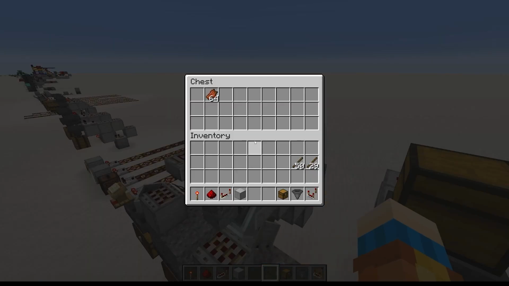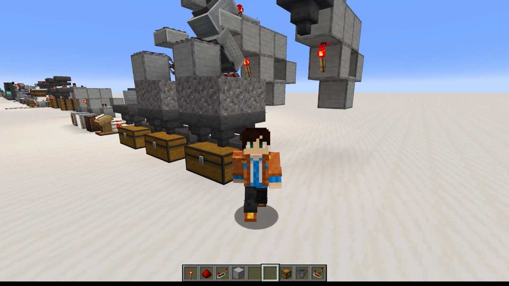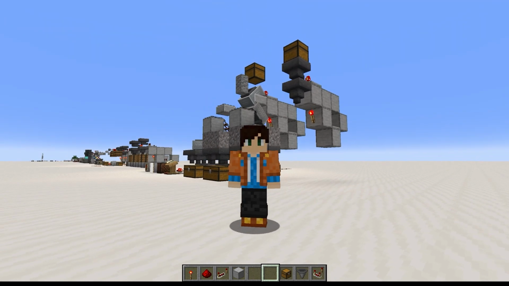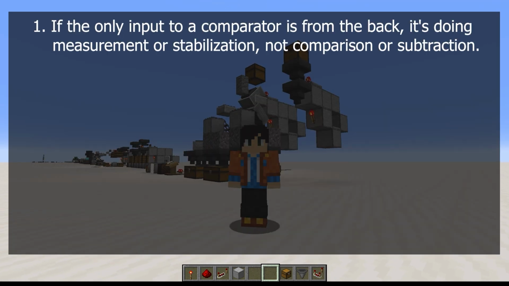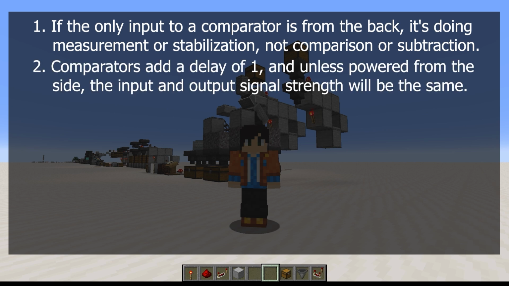Pretty nifty, huh? Alright, before we end, let's review what we talked about today. 1. If the only input to a comparator is from the back, it's being used for measurement or stabilization, not comparison or subtraction. 2. Comparators add a delay of 1 redstone tick, and unless powered from the side, the input and output signal strength will be the same.